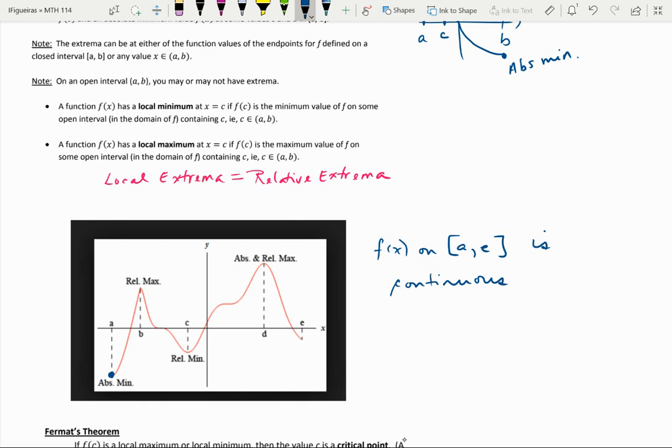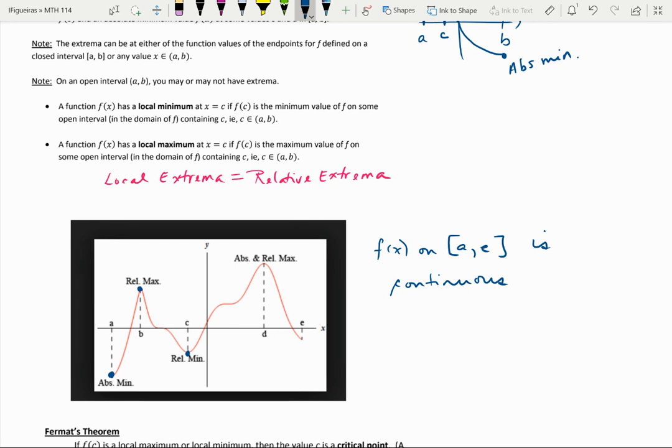Well, b, the y value at b, that's considered to be a relative max. Relative means that it is the largest point or the highest y value on some small interval around b, but it is not the greatest one overall. So that's considered to be a relative or local max. Then we move on to c. C is also a relative minimum or a local minimum.